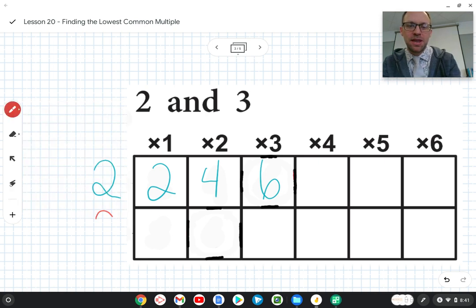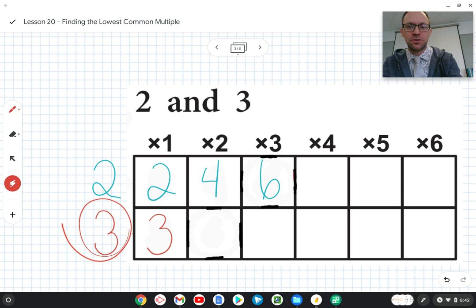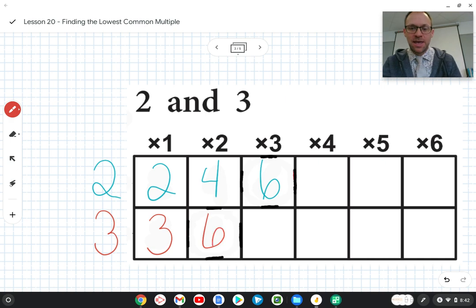I'm going to write the 3 here next to this second row, and I'm going to start finding some of the multiples of 3. Okay? So first I'm going to multiply 3 times 1, and I'm going to get 3. 3 is a multiple of 3. Then I'm going to multiply 3 times 2, and I'm going to get 6. 6 is a multiple of 3, and pause.